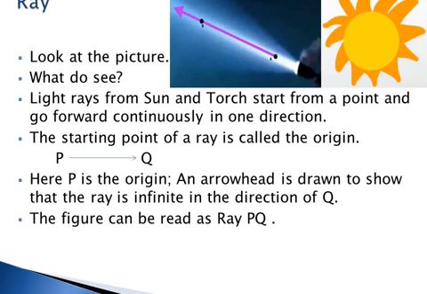Look at the picture. What do you see? Light rays from the sun and torch start from a point and go forward continuously in one direction. The starting point of a ray is called the origin. In the above figure, P is the origin. An arrowhead is drawn to show that the ray is infinite in the direction of Q. The figure can be read as ray PQ.